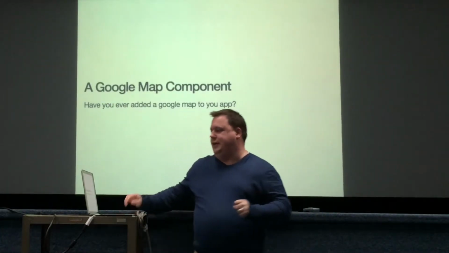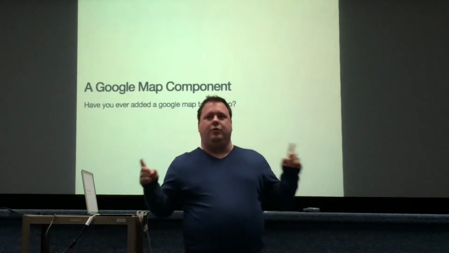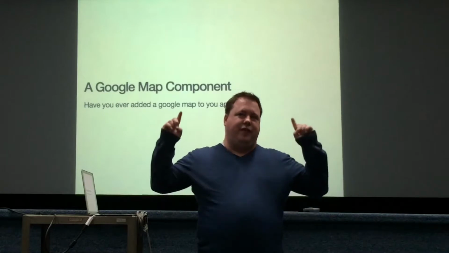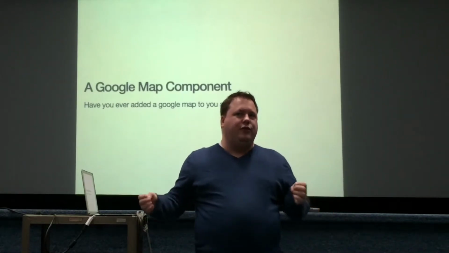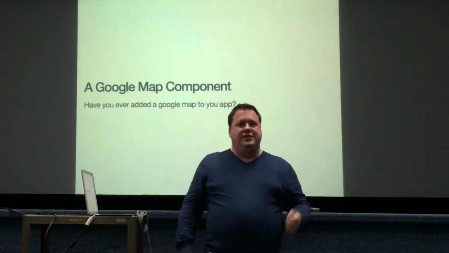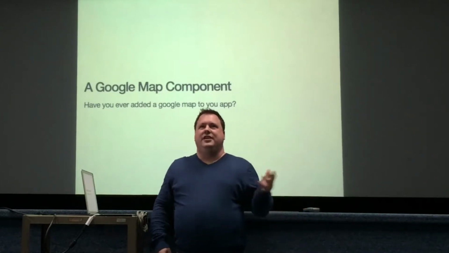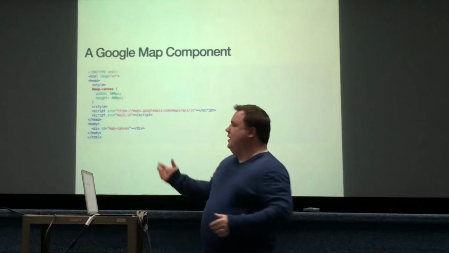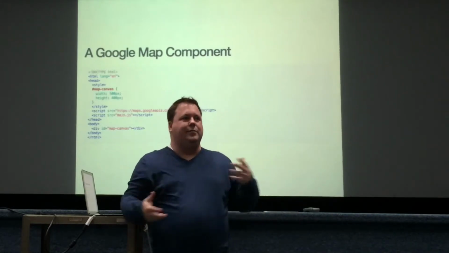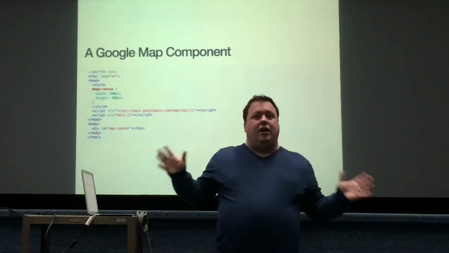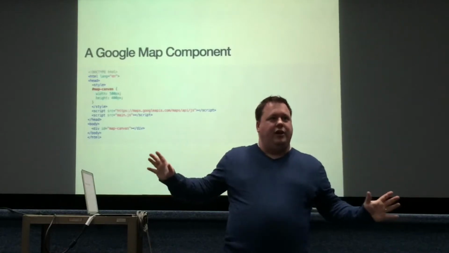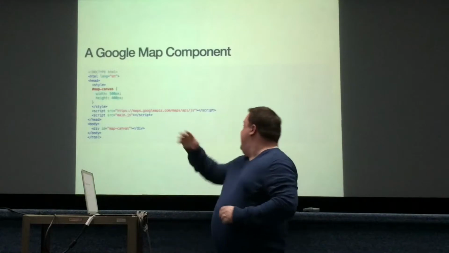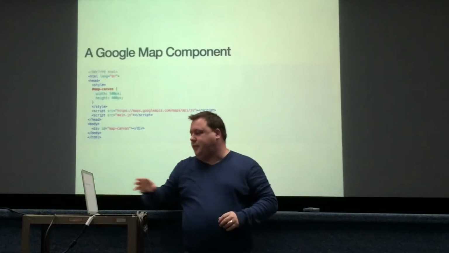A Google Map component. Has anyone here ever added a Google Map to a web app? Anybody find that frustrating or a little confusing even? At times, yes. It's not dead simple, though it's not really hard. So I threw in some stuff. Here's the minimum, I think in their example even, this is the minimum it takes, and it's not a lot, and I'll admit it's fully comprehensible, it's fully fine, but it just seems like a little too much.